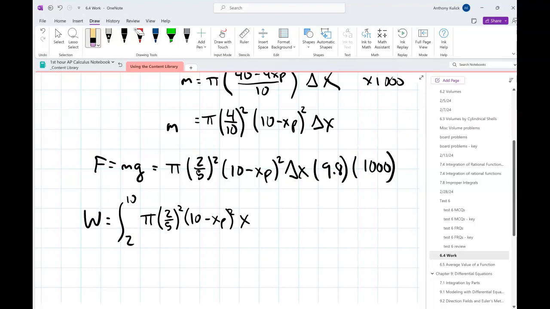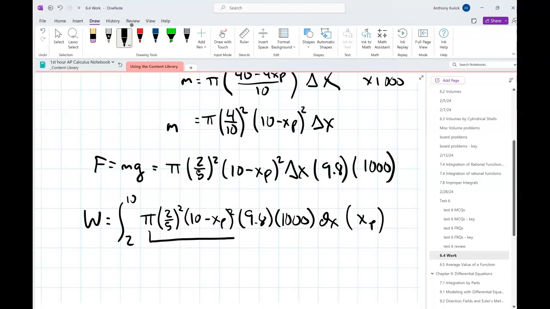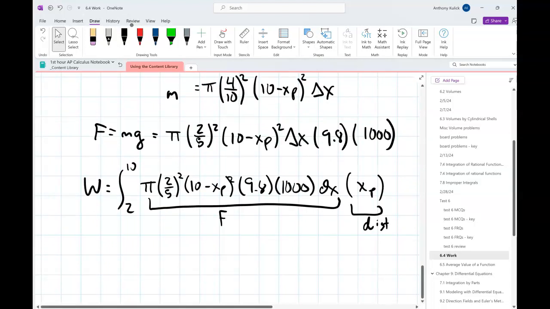Oops. Can it just be dx at the end? Yeah, I'm going to move that. I'm going to put it here, and then I have times that distance, right? x dx. So this is all the force, and this is like the distance. And then it's just calculator time.